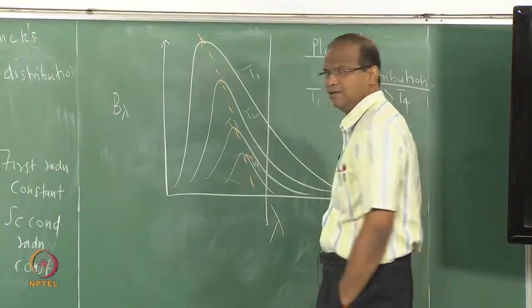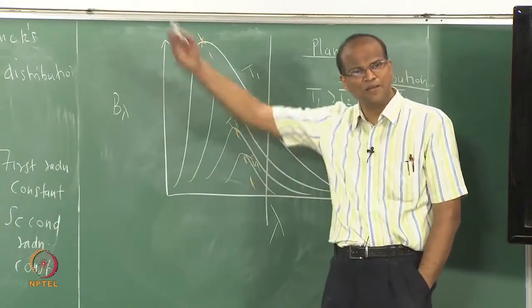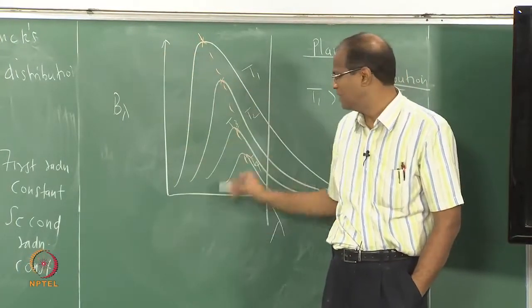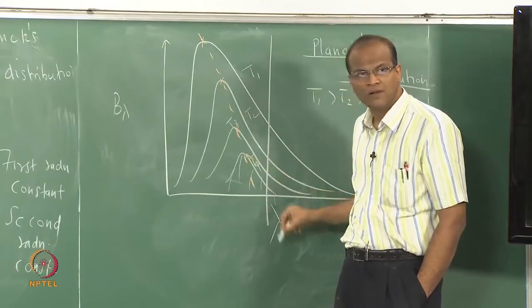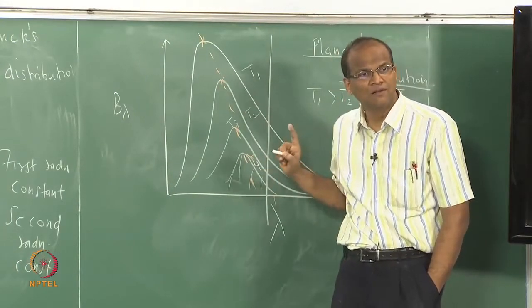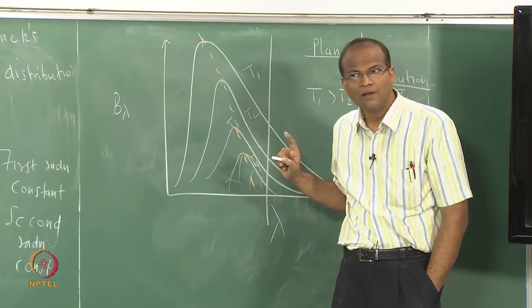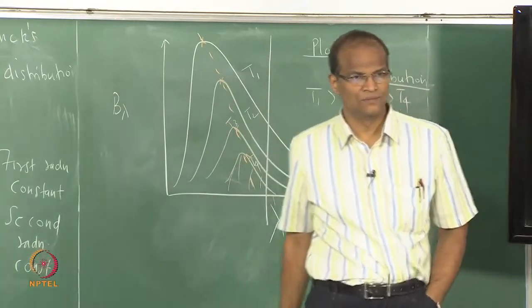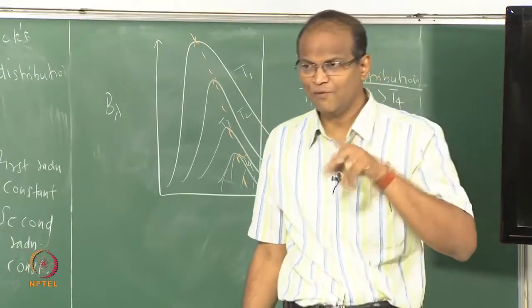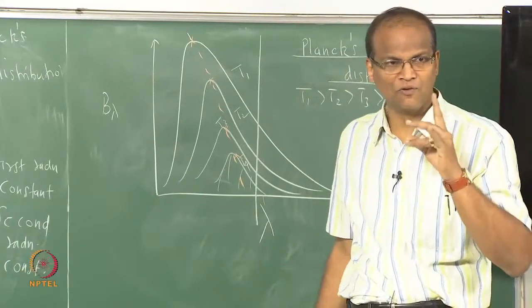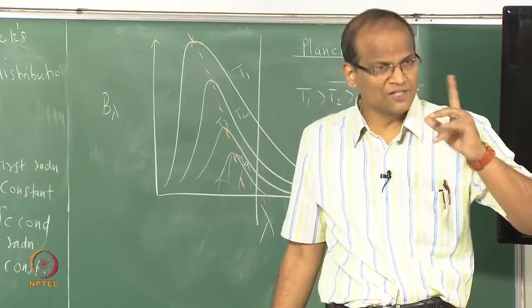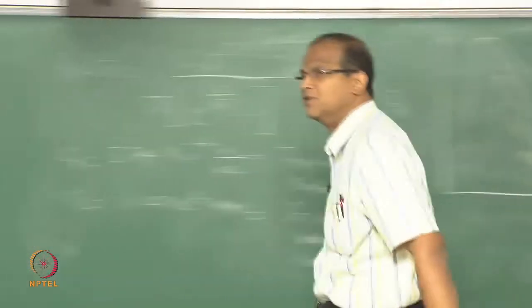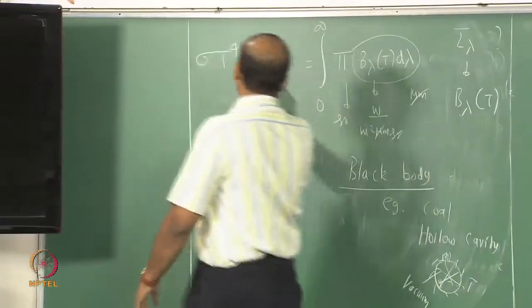Now, a quick question. Please multiply this by pi and all that. What will be the area under each curve? Sigma T to the power of 4 by pi, correct? If you multiply by pi, it will be sigma T to the power of 4. So the area under the curve gives the Stefan-Boltzmann law. We will see that a little later.